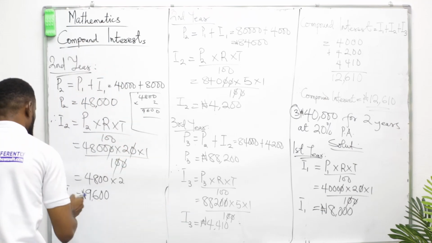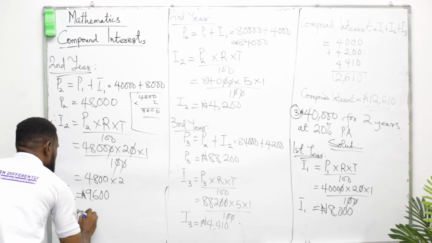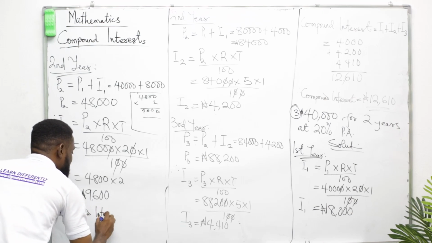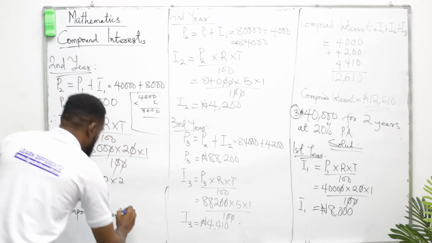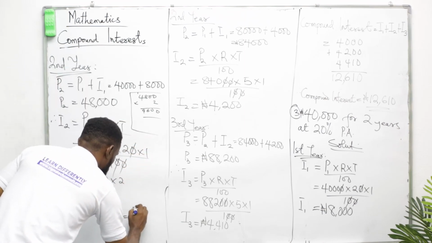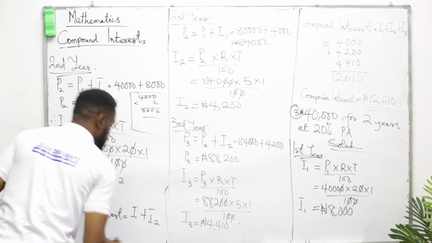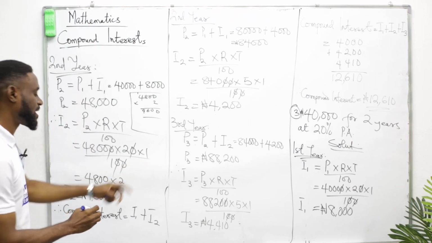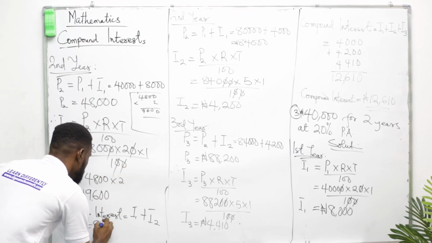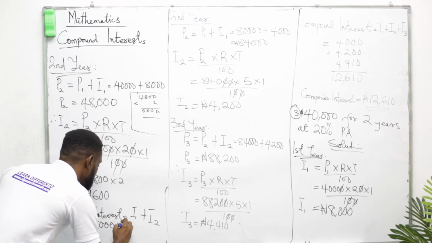So, simple. Therefore, compound interest. Let's see if we have our answer in the options. At the end of 2 years, it is the interest for year 1 plus the interest for year 2. So that gives us 8,000 naira plus 9,600 naira.